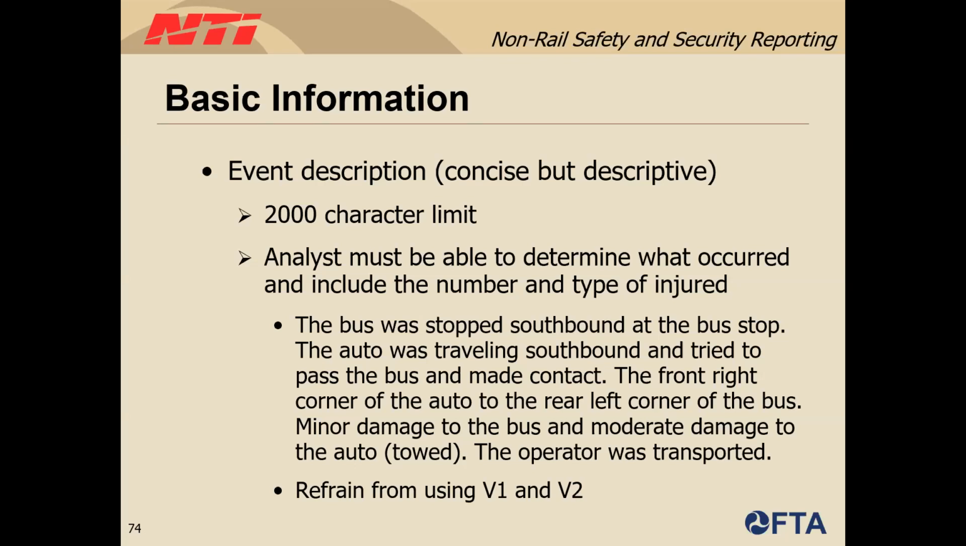The description should be concise but descriptive so the analyst can understand what occurred, how it occurred, and should include the number and type of injuries or fatalities, and if any vehicle was towed. Also, please refrain from using vehicle 1 or vehicle 2 or codes such as IV to refer to a vehicle. The analyst has to be able to determine who hit whom and how, and not all reporters refer to vehicle 1 as IV as the transit vehicle.